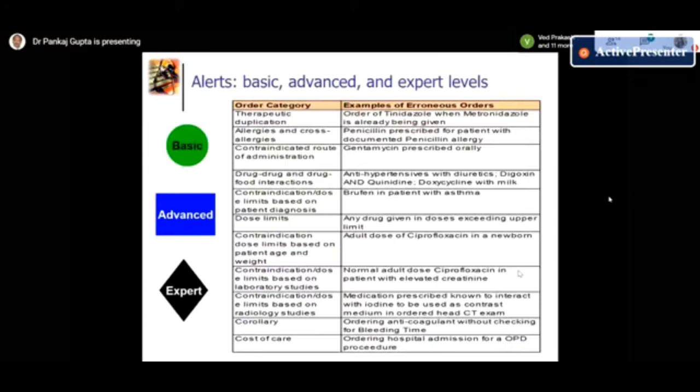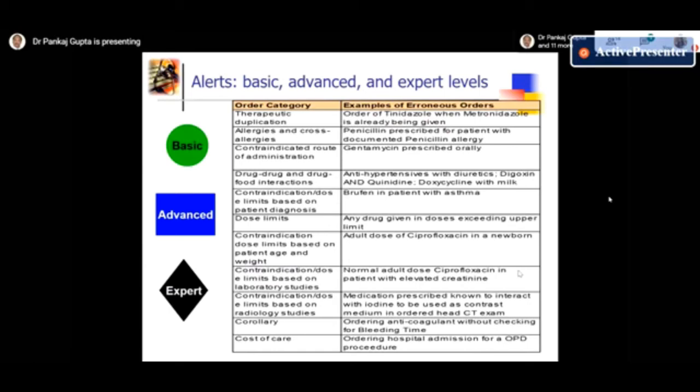So here are a list of the rules that CPOE make sure are in place. These are 14 categories of rules. So therapeutic duplication, allergies, contraindicated route of administration, for example gentamicin, that's only to be given as injectables, and if somebody gives it orally, the patient will die.